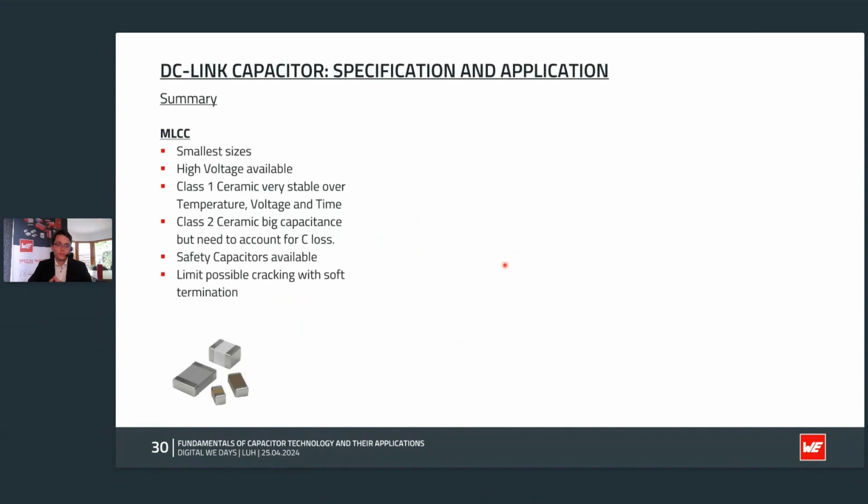At first, we talked about MLCC. They are very small and offer high voltages. Class 1 has low capacitance but is very stable. Class 2 has high capacitance but is not so stable, so it is very dependent on how high the voltage is and on temperature. There are a lot of dependencies. We also have safety capacitors for these types, so we have a big portfolio for MLCC.